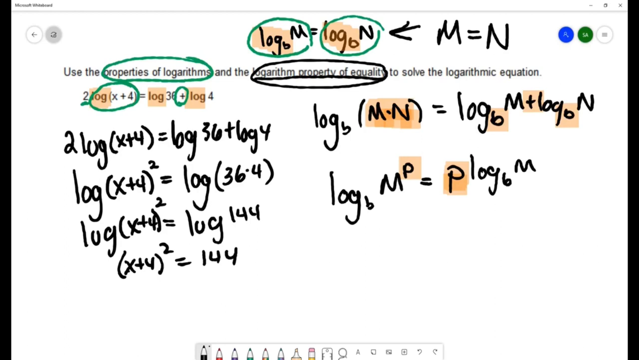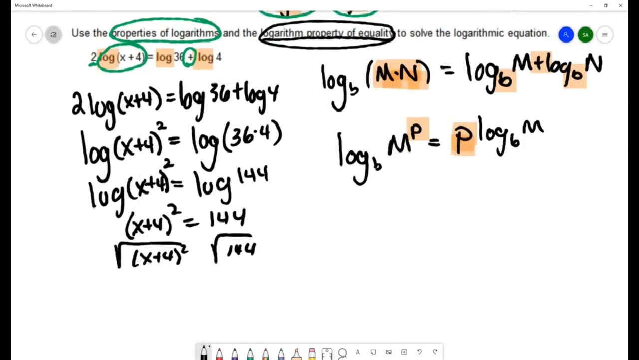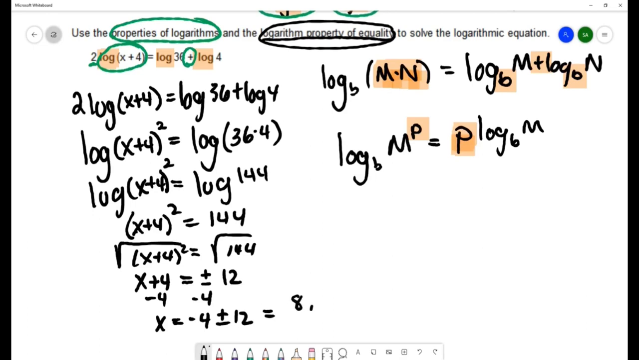I'm going to solve by square rooting both sides. The square root and the square cancel each other out, giving me x plus 4. The square root of 144 is 12, and we need plus or minus. And I'll subtract 4 on both sides. That gives x equals negative 4 plus or minus 12. Negative 4 plus 12 will be 8, and negative 4 minus 12 will be negative 16.